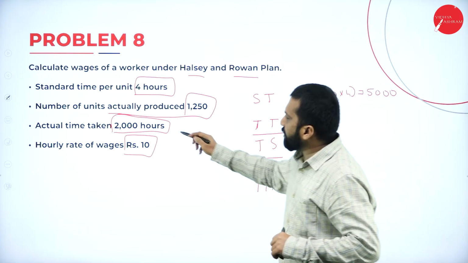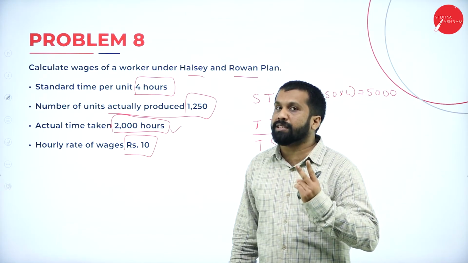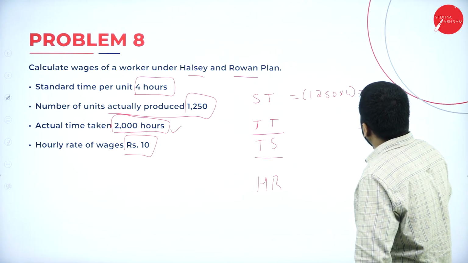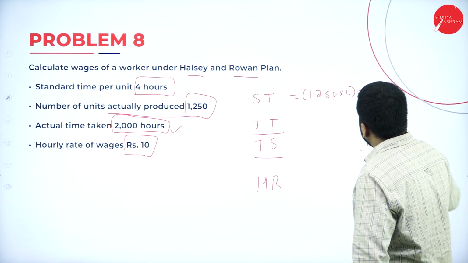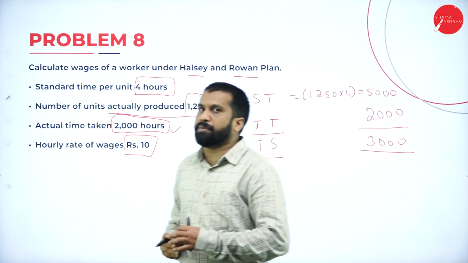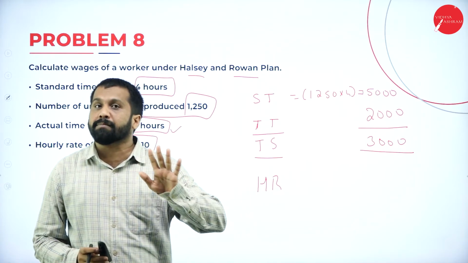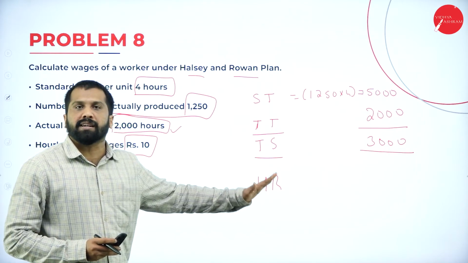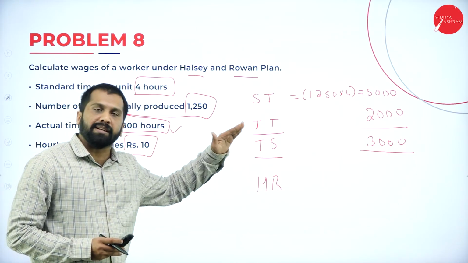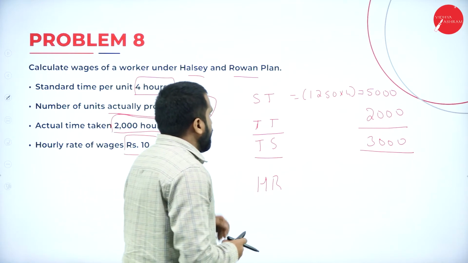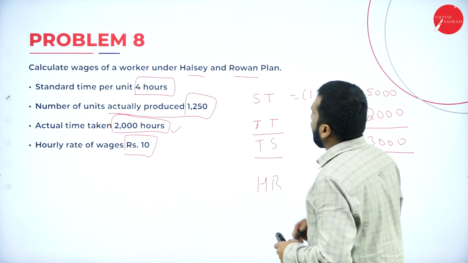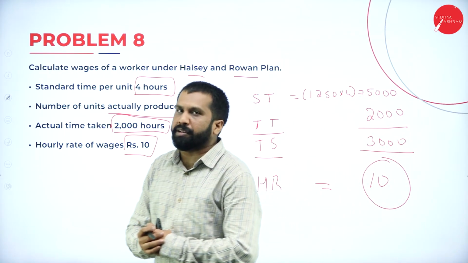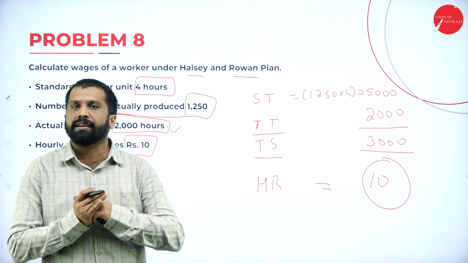But you completed in just 2000 hours, so your savings will be 3000. See, huge savings. Why? Because the time given is 5000, but you completed in just 2000 hours. If he or she is an expert in that, they can complete earlier. Now, hourly rate is how much? The hourly rate they have given is 10 rupees. Hope you are clear. These are the information available and we calculated.